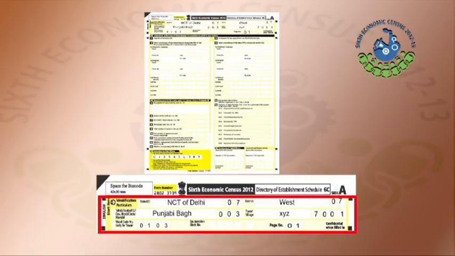And while filling this Schedule 6C, always remember one important point: this needs to be filled only for those establishments where the number of workers is 8 or more. Schedule 6C, just like Schedule 6A, should be started from side A. First, the EB's identification particulars should be filled like 6A, then page number 1 should be given.